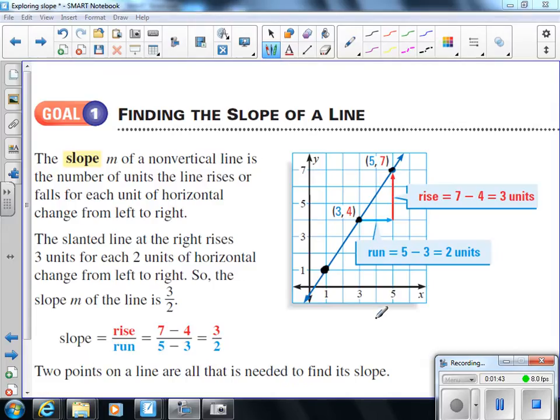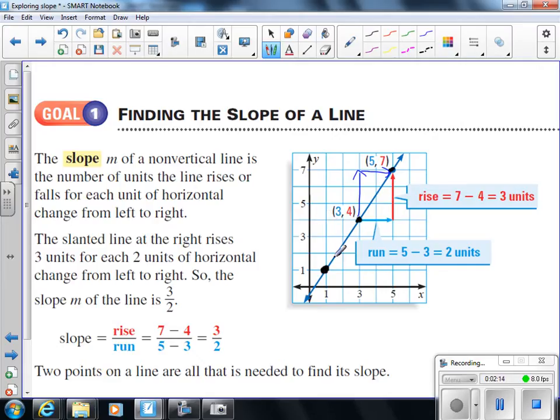So let's go back in your handy dandy and let's define what slope is. The slope of a line is the number of units that a line rises or falls for each unit that it goes over horizontally. In other words, to the right or to the left. Now let's get something straight. Up is a positive move. Down is a negative. To the right is positive. To the left is negative.